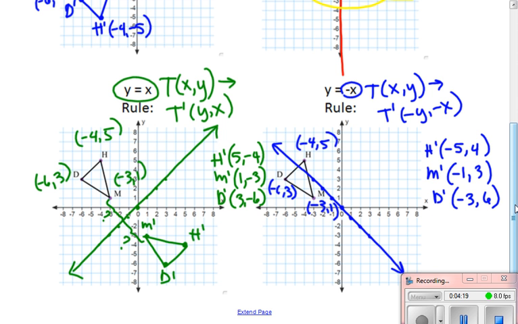When I go to graph this, I have negative 5, 1, 2, 3, 4. H prime goes on the other side of the line, just like I would expect. Negative 1, positive 3 for M prime. And D prime is negative 3, positive 6. It gets a little messy, but there's my figure. And it overlaps because if you think about folding it on that reflecting line, that is exactly what would happen.